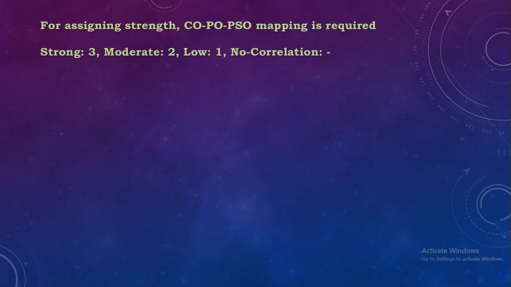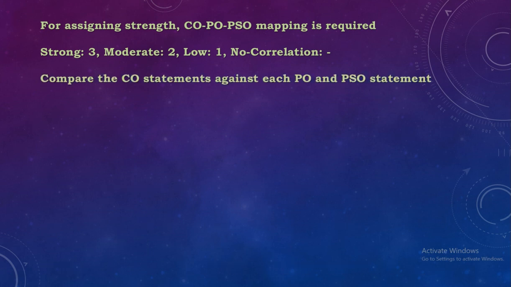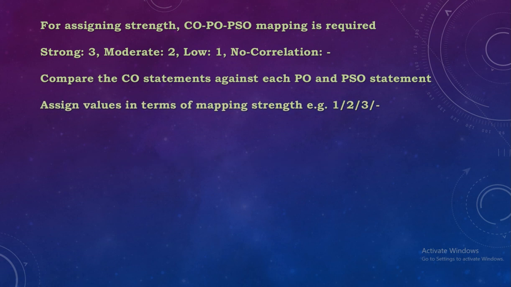So for this kind of mapping, we need to compare the CO statements, as I said, against each PO and PSO statements and assign values in terms of mapping strength, that is 1, 2, 3 or hyphen. That is, we are to establish a correlation between all the statements in terms of their meanings, in terms of their implications, etc. Here we must understand that there is no rule for this mapping.